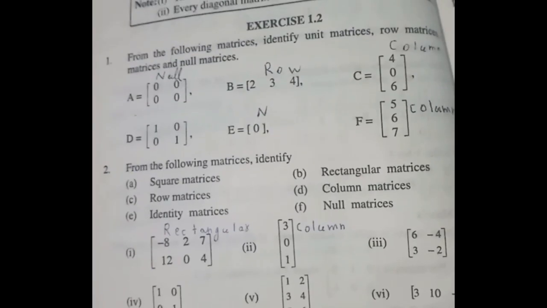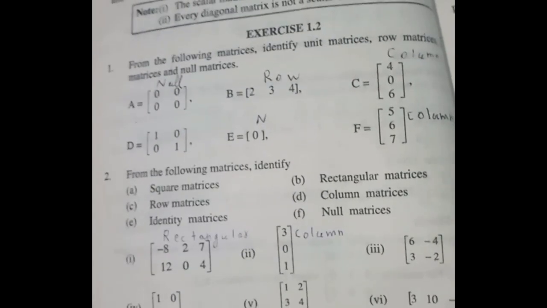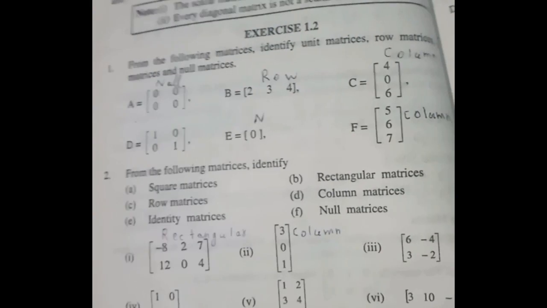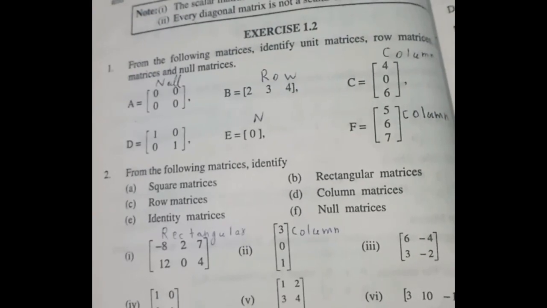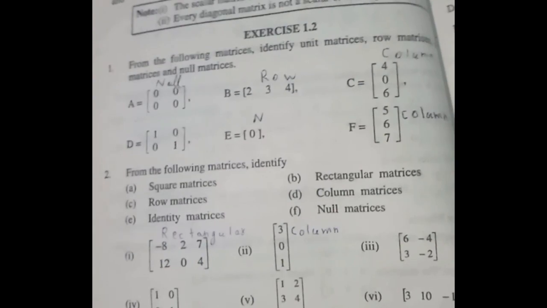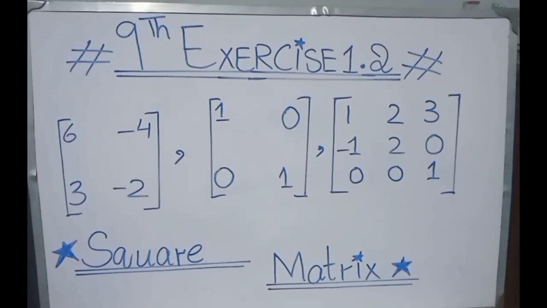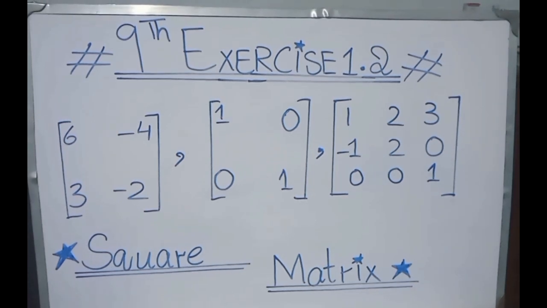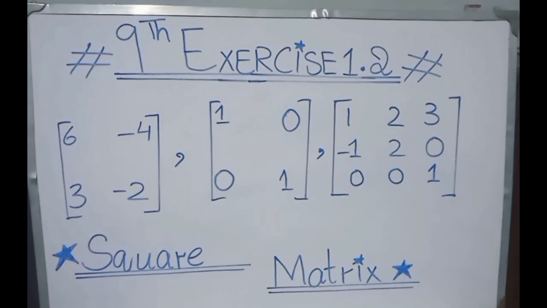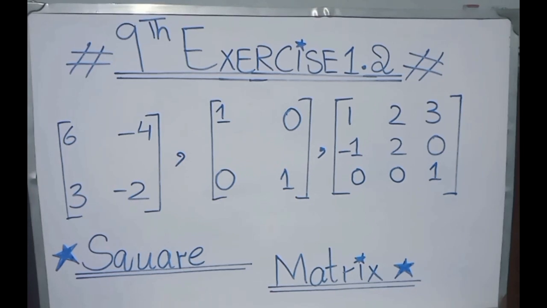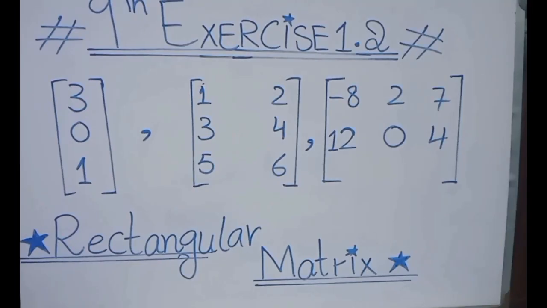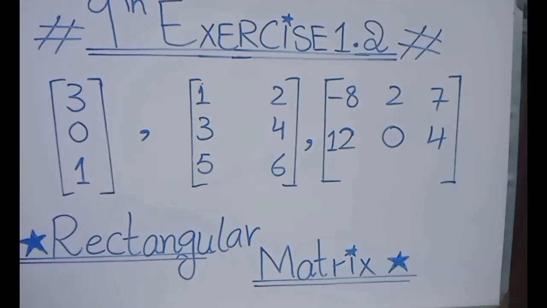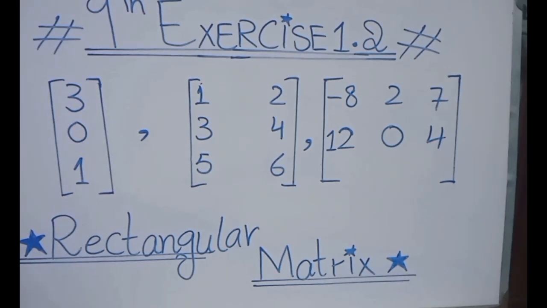And question number 2 is: from the following matrices, identify square matrix, rectangular matrix, row matrix, column matrix, identity matrix and null matrix. As you know, here in question number 2, we need to find out the categories of different matrices, and I have got 3 matrices which seem to be square matrices. And now I have got another 3 matrices which seem to be rectangular matrices.